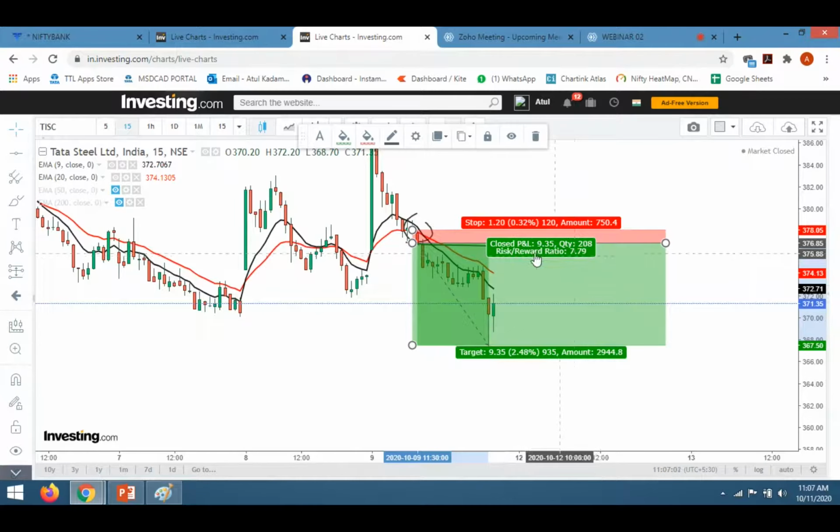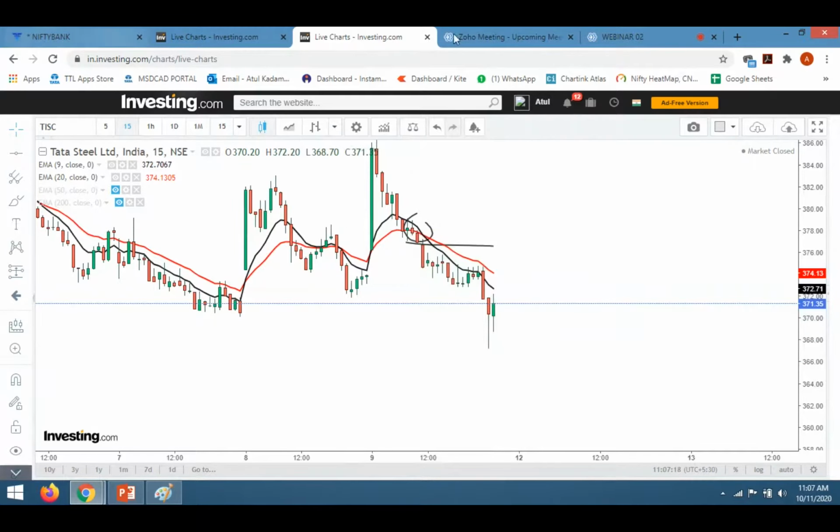On this strategy, if you entered with 1000 quantity in Tata Steel on the last trading day, your risk is 1200 rupees and your profit will be 9000 rupees. So this is the power of this strategy once you get a perfect entry and exit.